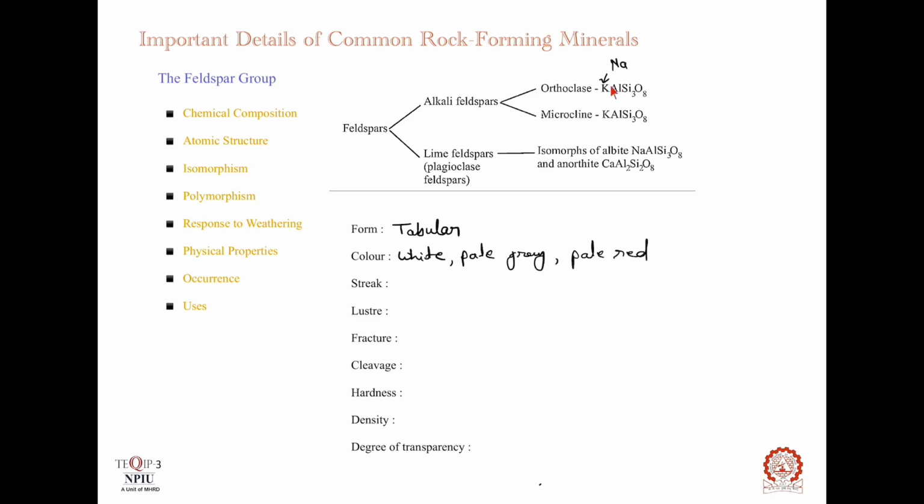Orthoclase is usually white or red. Microcline is pink or bright green, and plagioclase often shows gray or white color. The streak of feldspar group minerals is white or pale body color. Streak means the color of the powder form of minerals.